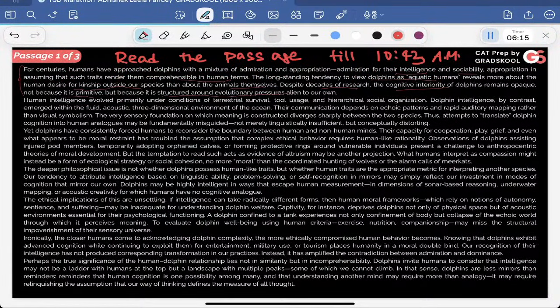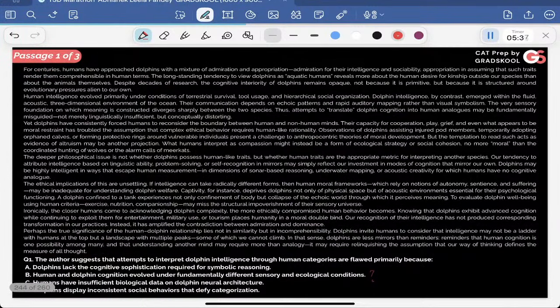Maybe the second is true. Human intelligence evolved primarily under conditions of terrestrial survival, tool usage, hierarchical social organization. Dolphin intelligence, by contrast, emerged within the fluid, acoustic, three-dimensional environment of the ocean. The communication depends on echoic patterns and rapid auditory mapping rather than visual symbolism. The very sensory foundation on which meaning is constructed diverges sharply between the two species. Thus, attempts to translate dolphin cognition into human analogs would be fundamentally misguided, not merely linguistically insufficient, but conceptually distorted. All right, analogs, analogy. So that means option B is for sure correct.